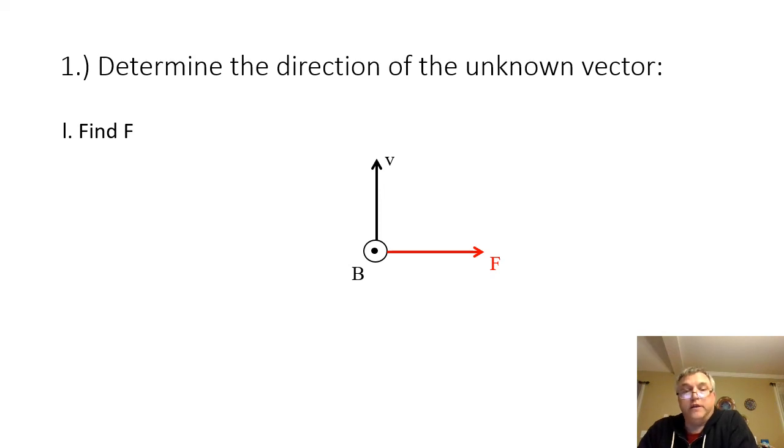So on this problem, I know that the magnetic field was in the z-axis. I know that the velocity was in the y-axis. Automatically, I know that my force needs to be on the x-axis. I just need to use the right-hand rule to determine if it's in the positive or negative direction. So that's just a little tip for helping us solve these problems. It kind of simplifies it and makes them a little bit easier to figure out.